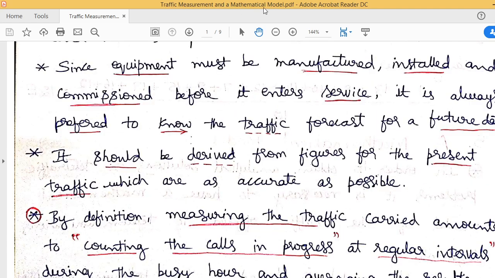Since equipment must be manufactured, installed and commissioned before it enters service, it is always preferred to know the traffic forecast of a future date. It is very important to know what the traffic will be in the coming days before the service is commissioned.